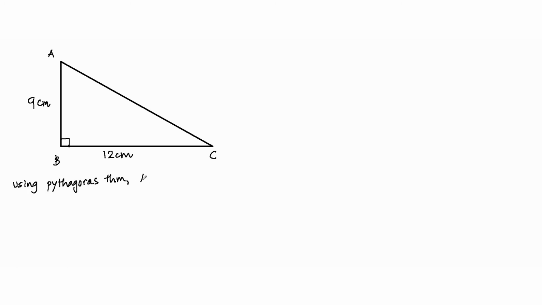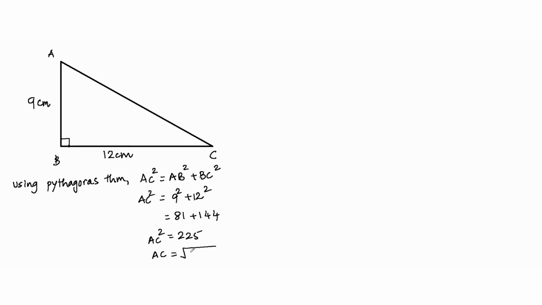we have AC square is equal to AB square plus BC square. AC square is equal to 9 square plus 12 square. 9 square is 81 and 12 square is 144, which is equal to 225. So AC square is 225 means AC is square root of 225, which is basically 15 centimeters. So the hypotenuse that you have here is 15 centimeters.